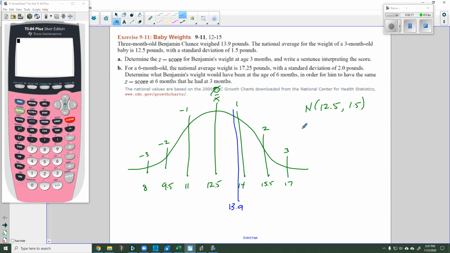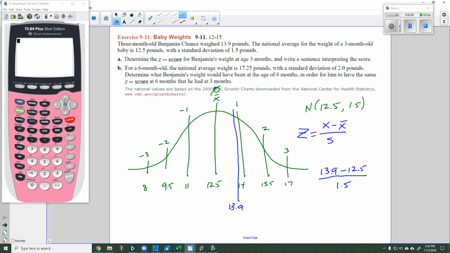So here is the formula you really need to remember. Z equals X, which is our data point, minus X bar, which is the mean, divided by S, which is the standard deviation. In other words, I'm taking the difference between the mean and the actual data point, and I'm dividing it by how many units the standard deviation is. I'm getting how many standard deviations. So in this case, I have 13.9 minus 12.5 divided by 1.5.